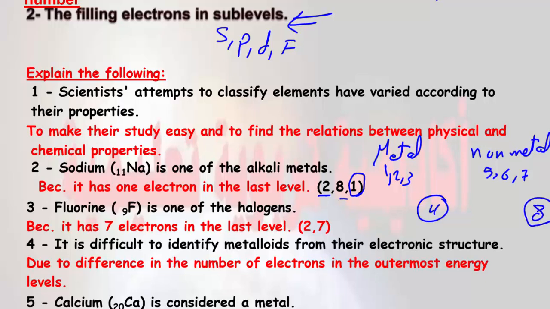Number 4, we called it metalloids, and number 8, we called it noble gases. Number 3, fluorine F9 is one of the halogens because it has 7 electrons in the last level, so we called it halogen. Number 4, it's difficult to identify metalloids from their electronic structure due to the difference in the number of electrons in the outer energy levels.